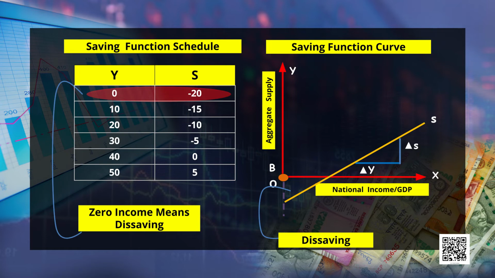So, if the autonomous level of consumption is drawn at a distance of 50 units, the autonomous level of savings will also start at a negative distance of 50 units. That is, it will start from the negative range of the y-axis.